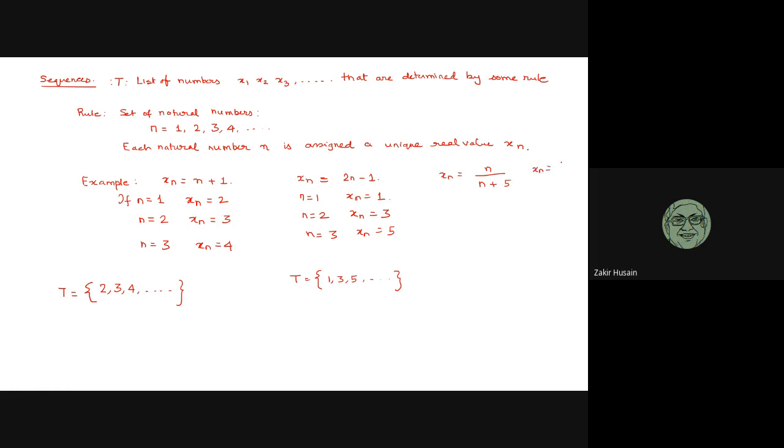These are all different types of rules. You can think of many rules, and in this way you can form different types of sequences. Okay, and we write a sequence like this. We use the greater than equal to sign instead of the square bracket or whatever. So this implies a sequence whose nth term is xn.